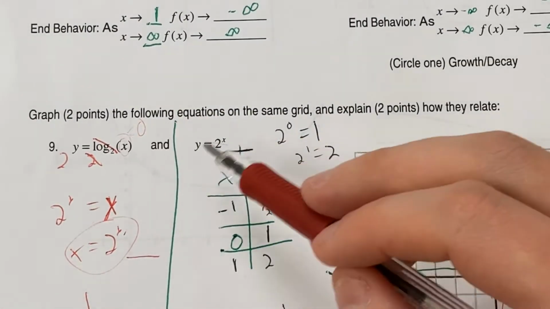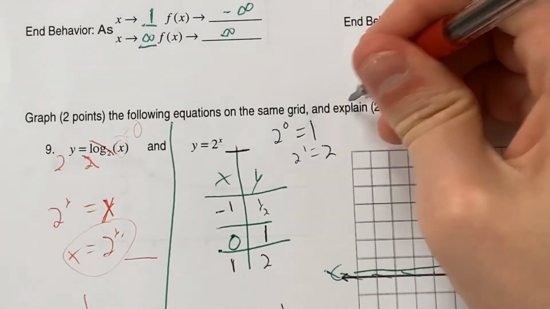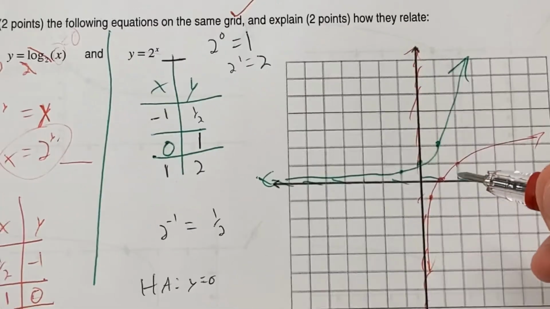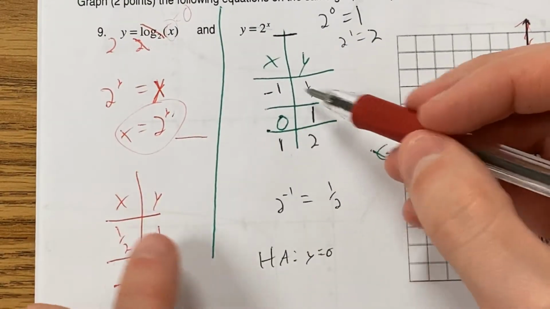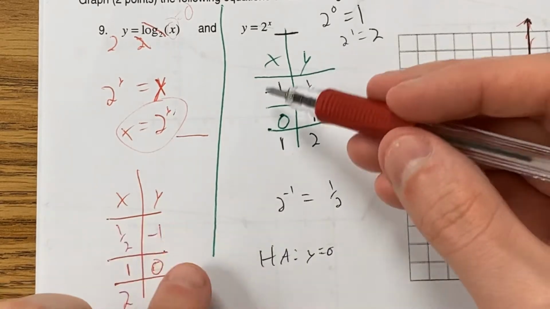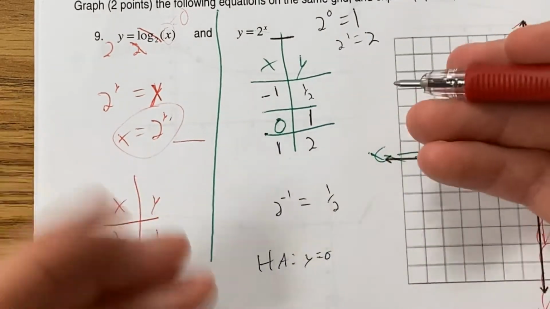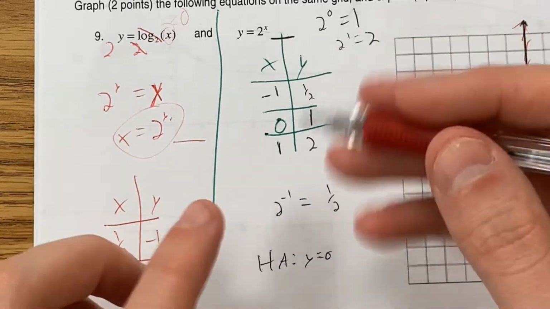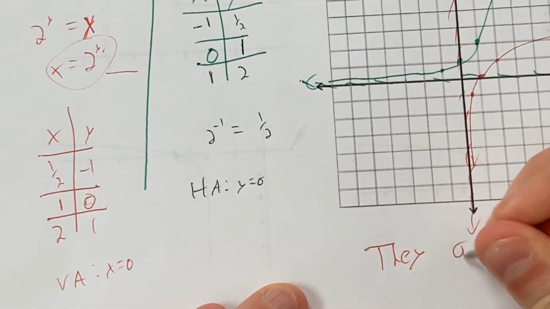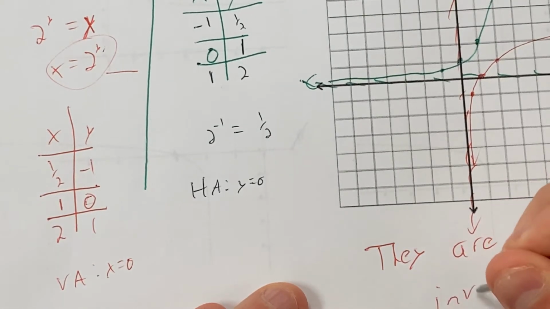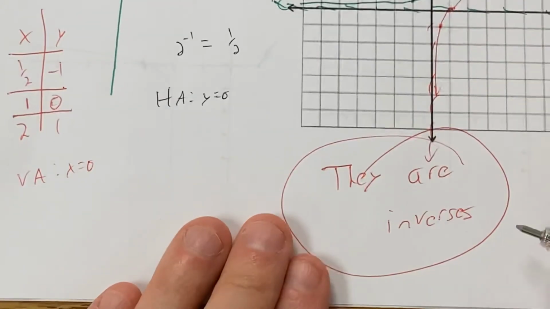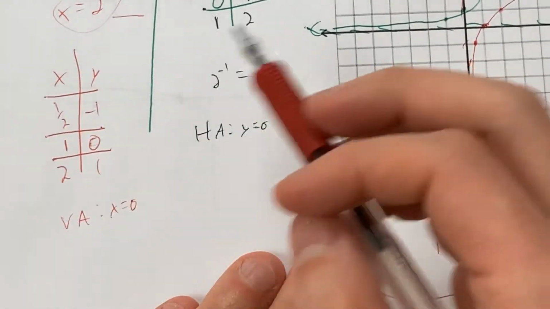So graph the following equations on the same grid. Check. Explain how they relate. Well, the thing is, they're complete opposites. These numbers are literally the same, but switched. The x's and the y's switched. And that is the definition of inverse. These two things are opposites, meaning inverse. So I'm going to write down they are inverses. Boom. You can tell because their tables are the same numbers but backwards.